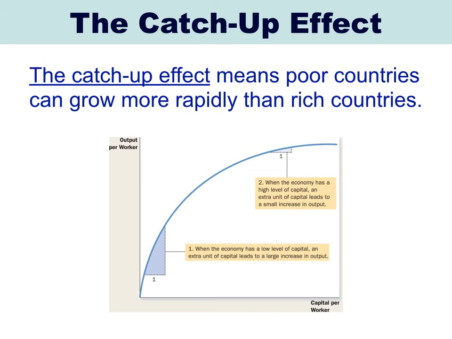Let's start giving capital to both of these countries. We'll start off with the poor country down in the bottom left, and we've got a rich country up in the top right. And we're going to notice that the difference in productivity at this point is quite large.